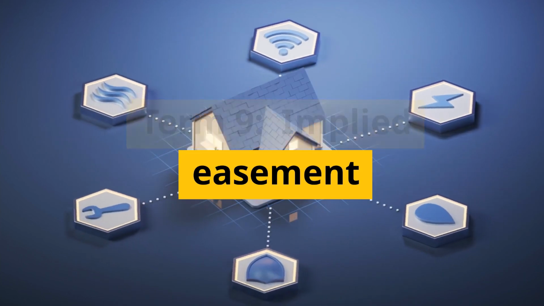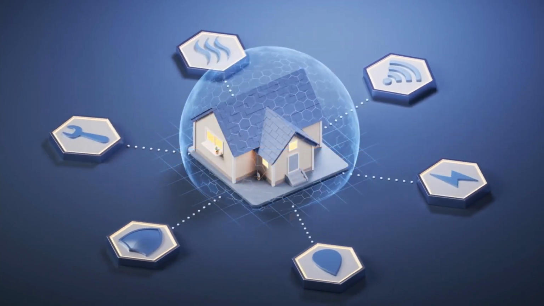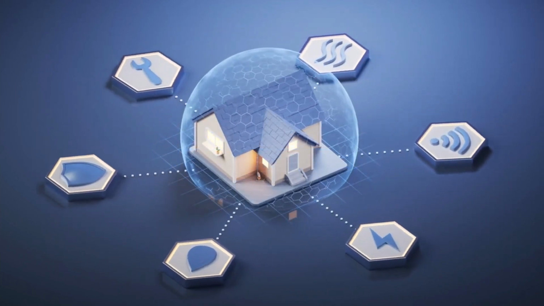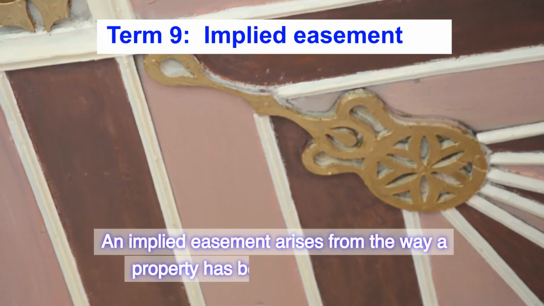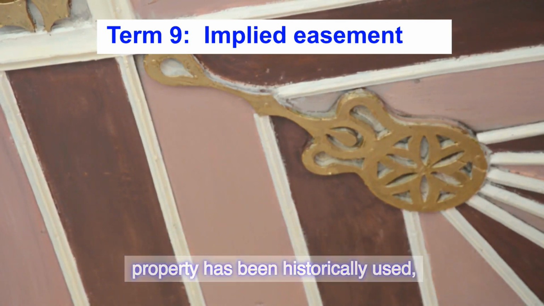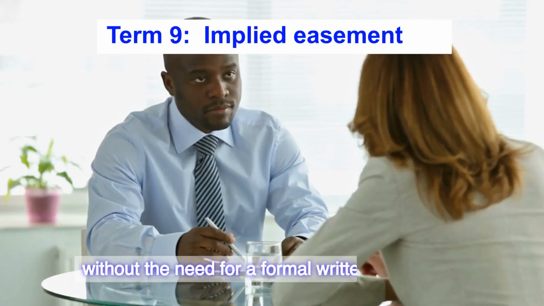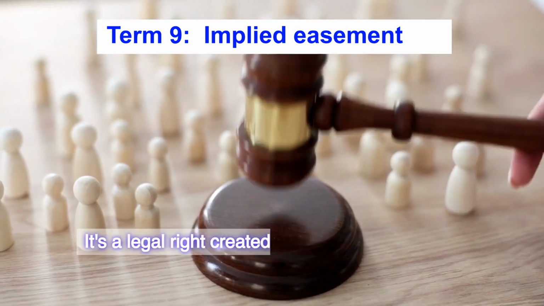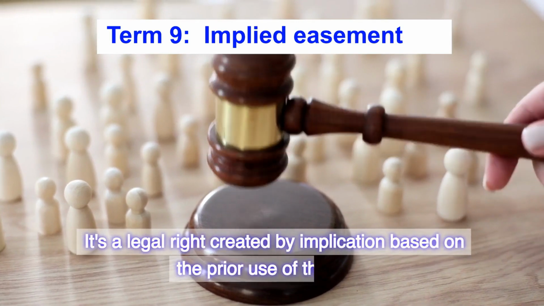Term 9. Implied easement. An implied easement arises from the way a property has been historically used, without the need for a formal written agreement. It's a legal right created by implication based on the prior use of the land.